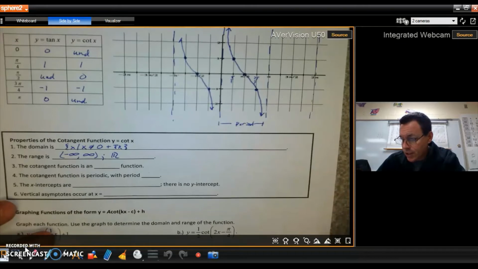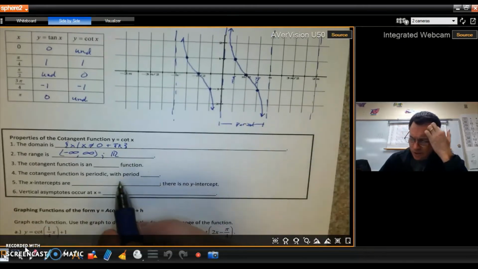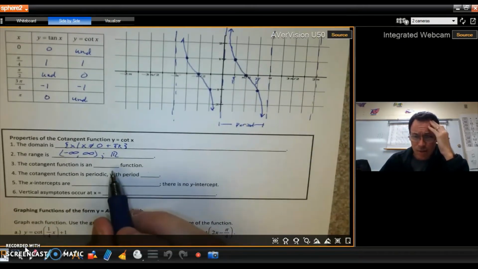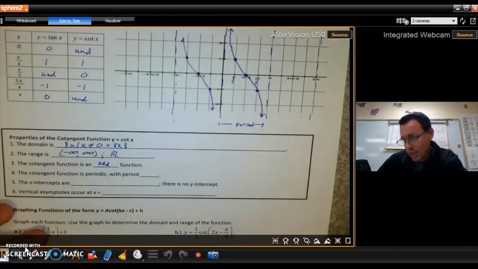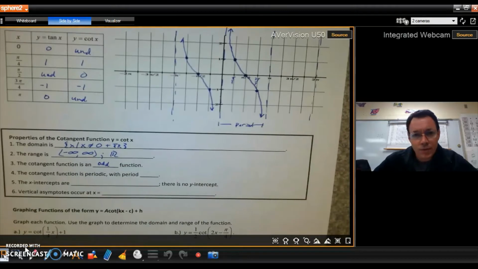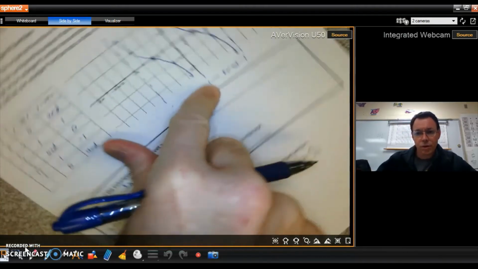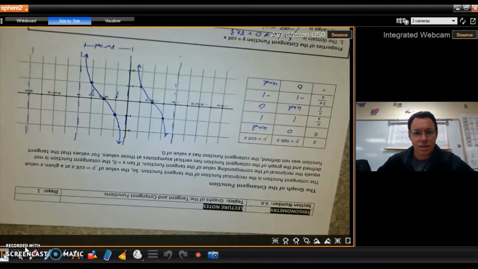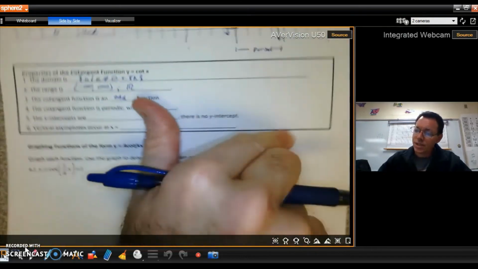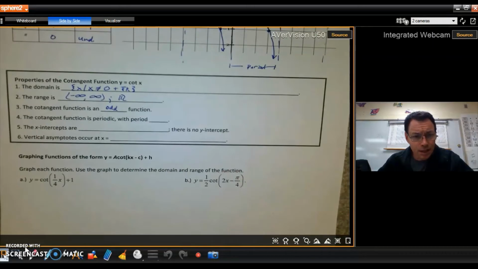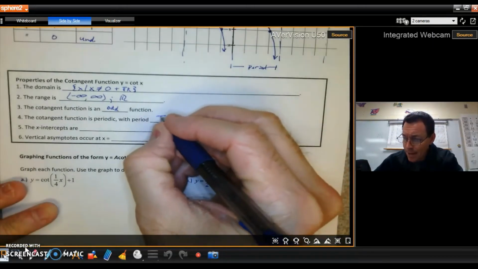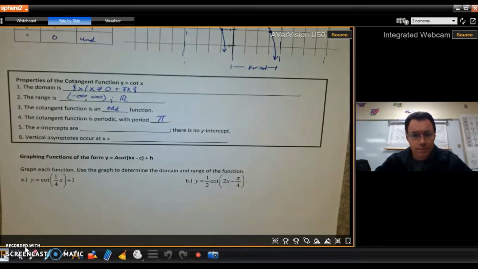The cotangent function is, well, this is something we haven't talked about in a long time, and we won't talk about it a whole lot, but it is an odd function, and that has to do with symmetry. If you look at the picture I have right there, if you flip your notes over, or you leave yours and I'll flip mine, it looks the same. So it's symmetric to the origin if you spin it around. The cotangent function is periodic with a period of pi, just 1 pi.